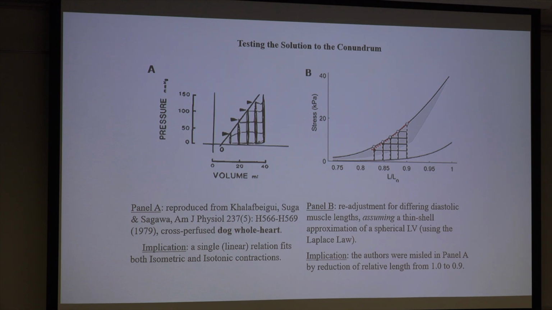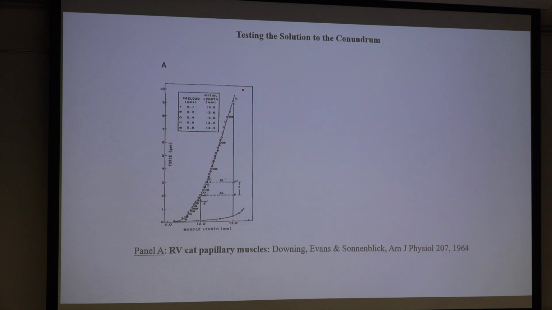The implication from this now, if Kenneth has got this right, is that the authors here were misled in panel A by reduction of a relative length from 1, which they imagined, down to 90%. And now we see the familiar correspondence of both isometric and isotonic afterloaded points. That's a step in the right direction, but it's not yet convincing, because there's something that leaves Paul Nielsen very uneasy about doing this. There's kind of no hook in here that you can be sure that you're doing things right.